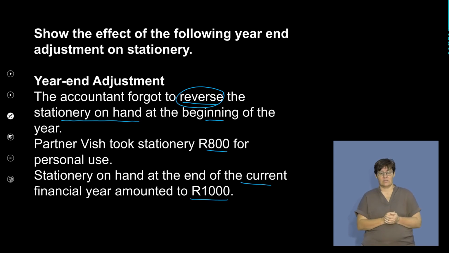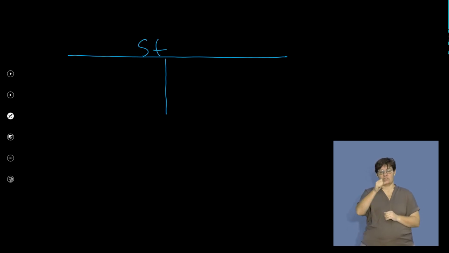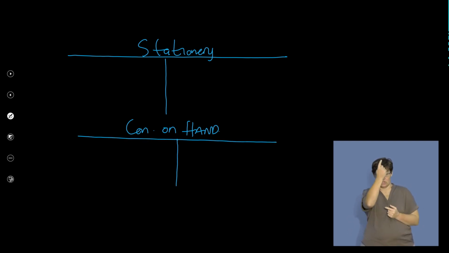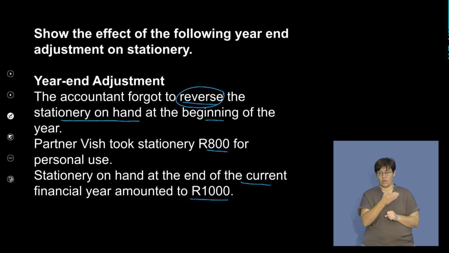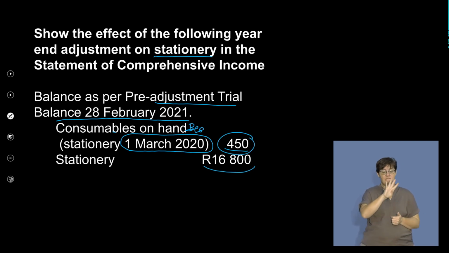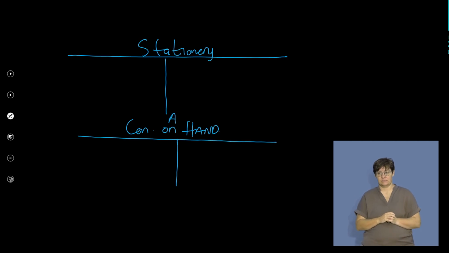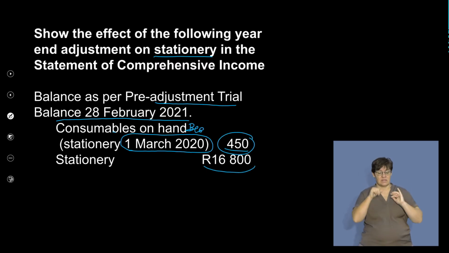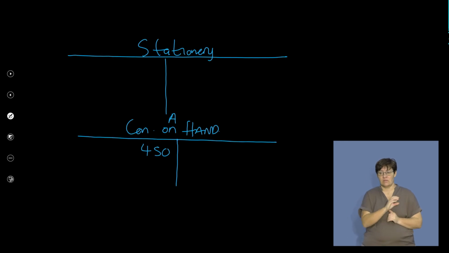Right, now in order for you guys to understand these adjustments in detail, I would prefer to draw up our ledger accounts, stationery, as well as an account for consumables on hand. So let's start by just bringing down the balances for each. So let's start with consumables on hand, obviously an asset. So at the beginning of the year, stationery on hand, not reversed, an amount of 450 Rand. So let's just take that through, right? So on hand, 450. And then stationery purchased for the entire year, an amount of 16,800. So I just want to take that through to the ledger as well, 16,800.